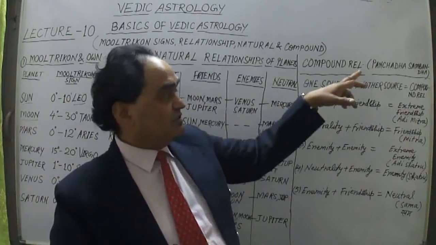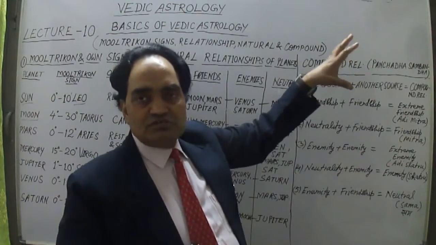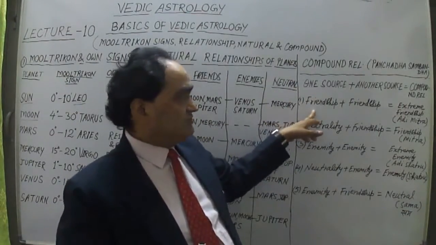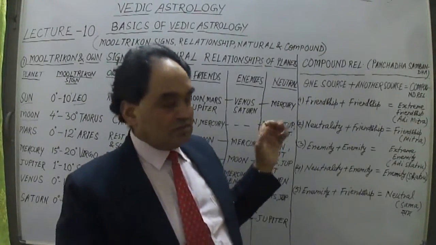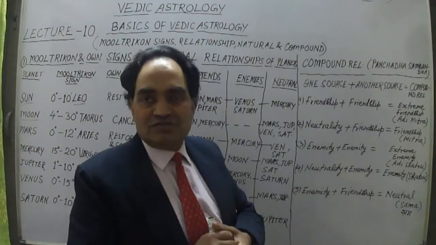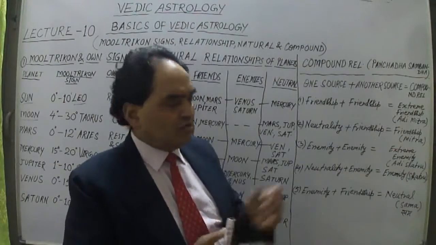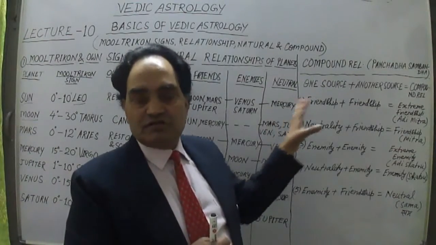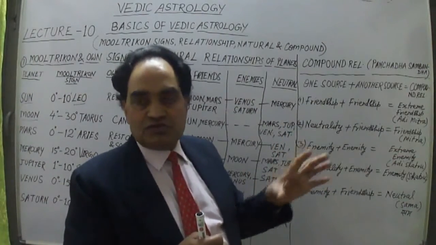Panchada Sambandh, in Sanskrit or in Hindi. Panch means 5 types of relationship. What are they? First is friendship plus friendship. If one planet is a friend and the other is also a friend, it is extreme friendship, known as Adhi Mitra. Adhi Mitra means actual friend, real friend, extreme friend. One friend, other friend, both are friends. This is known as Adhi Mitra.